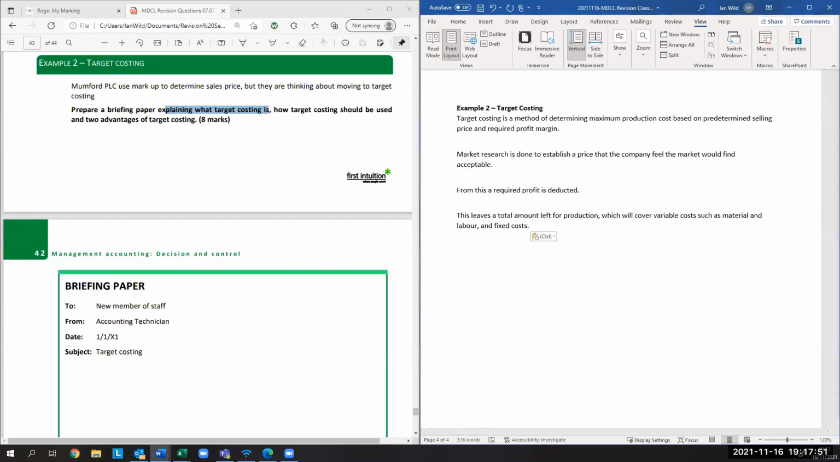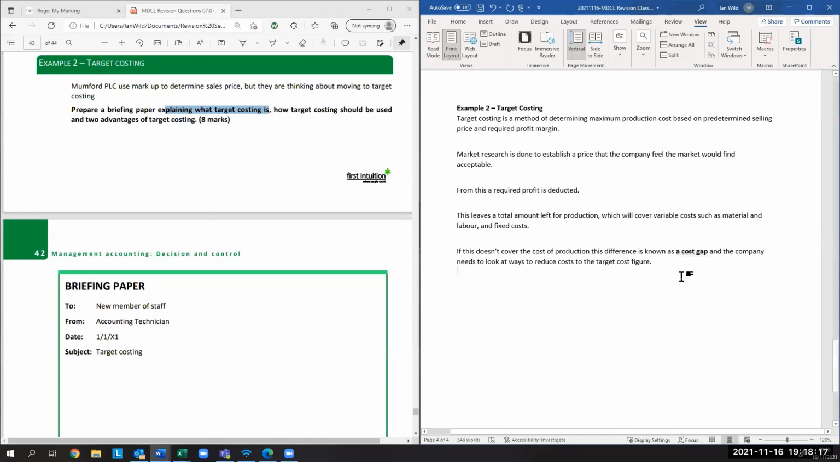Okay, now then, you might come across a problem. You might find that we can't make the product for the costs that we're left with. If it doesn't cover the cost of production, this is known as a cost gap.